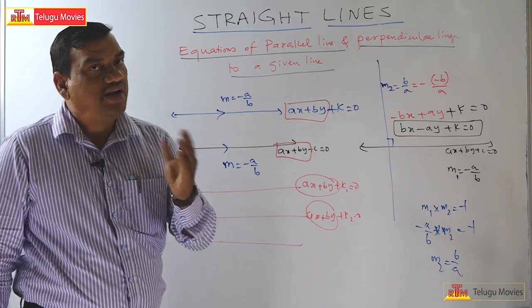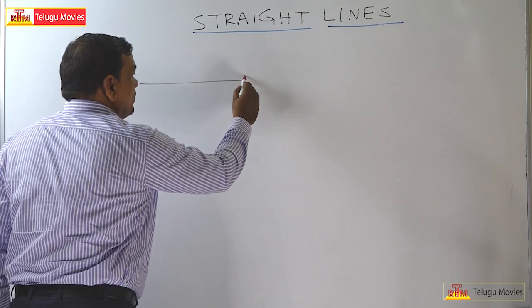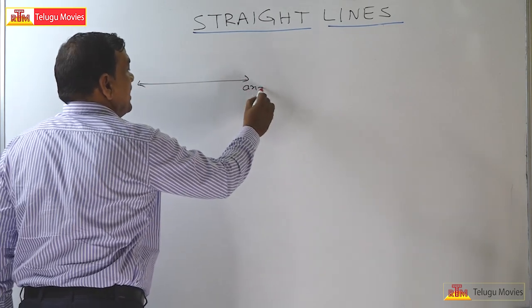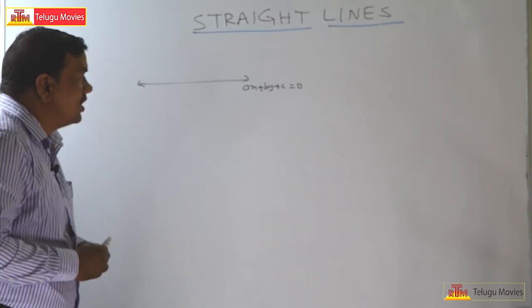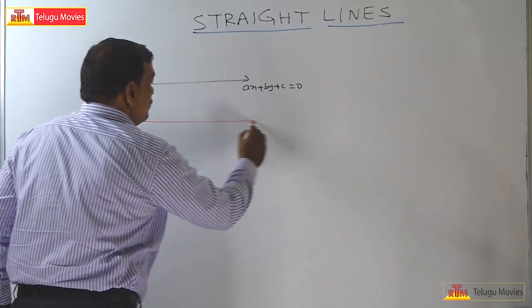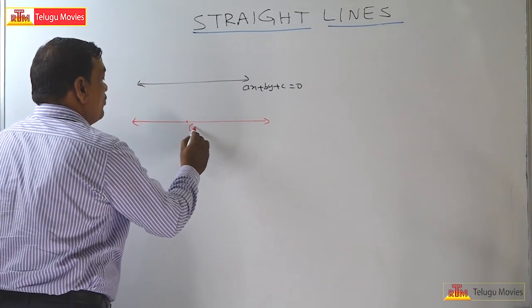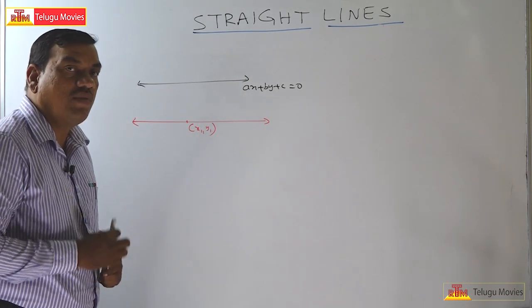So let us go for the next concept. Let us see one more concept. There is a line whose equation is ax plus by plus c is equal to 0. Now I want to find the equation of the line parallel to this and passing through the point x1 comma y1.